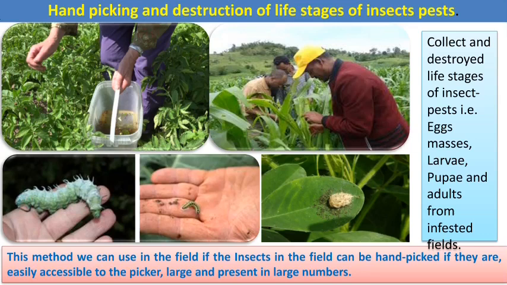The first practice is hand picking and destruction of life stages of the insects. This practice is mostly used against those insects or life stages of the insect that we can see with naked eyes. This method can be used in the field if the insects can be hand picked, if they are easily accessible to the picker, large, and present in large numbers. What happens in this method? We collect and destroy the different life stages like egg masses, larvae, pupae and adults.